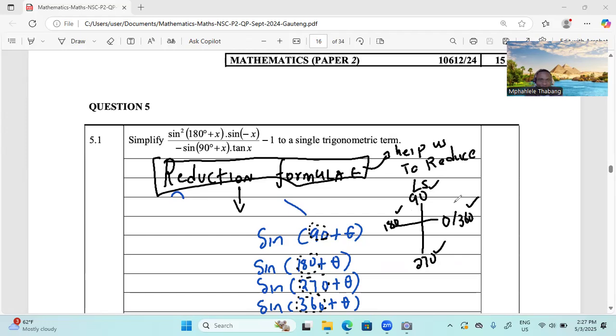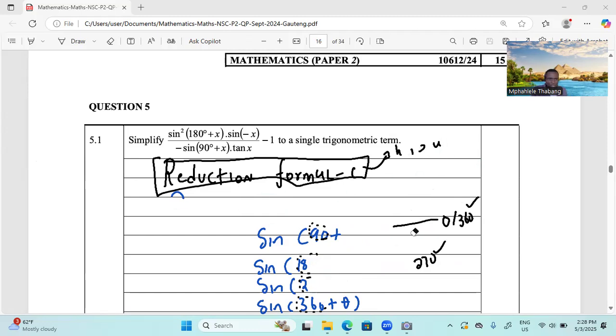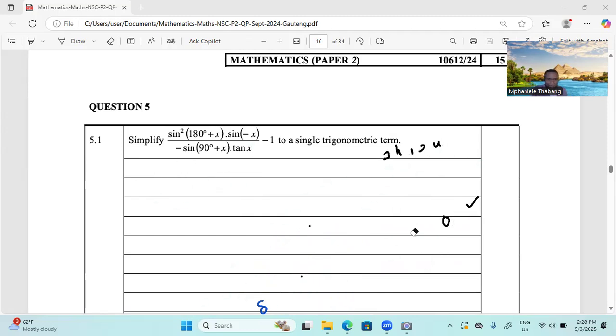And what does the reduction formula do? It helps us to reduce the angle, to pull the angle down so that it becomes an angle below 90 degrees. So I'm going to solve question 5.1 of the preparatory exam, Gauteng province, 2024. We have sine squared of 180 plus x. Let's think of it like this: sine of 180 plus x times sine of 180 plus x.